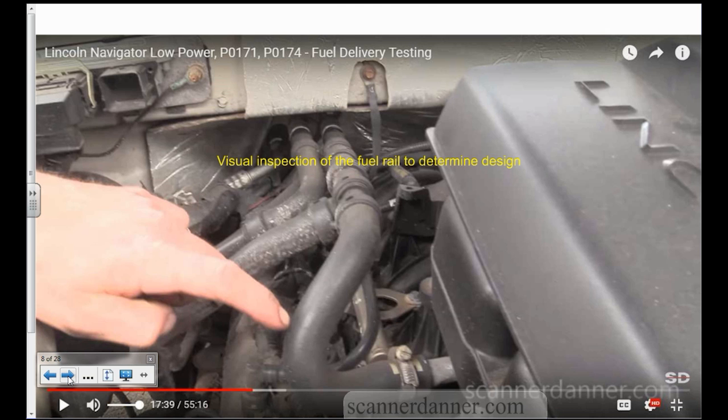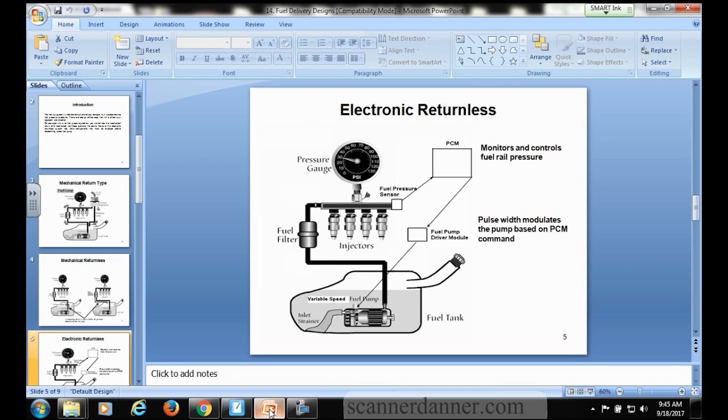Okay? So now we get into fuel systems and identifying our system design. I'm just pointing out the fuel rail, and what I'm looking for is a fuel pressure sensor, because that's going to tell me what type of system I have. This is a returnless system, meaning what? One fuel line. Let me exit out of here for a second. Okay, I want to talk about this.